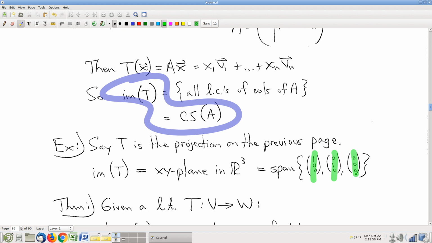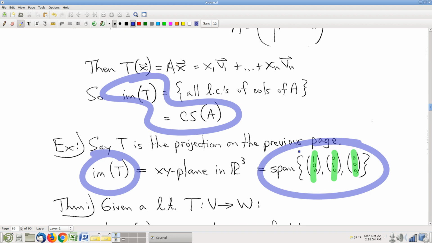Right, so the image should be the span of those column vectors. And good news, that's exactly what it's supposed to be. You look at these vectors, ask what is the span of these vectors? Well, we don't care about the zero vector. That doesn't affect the span at all. The span of these two vectors, well, we have a vector that way and a vector that way. And the span makes the xy plane.